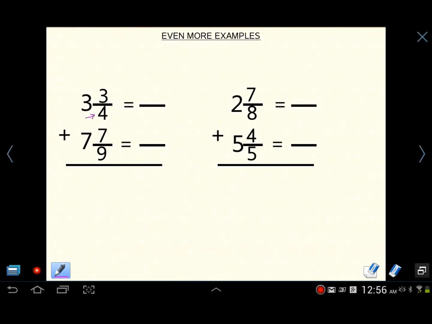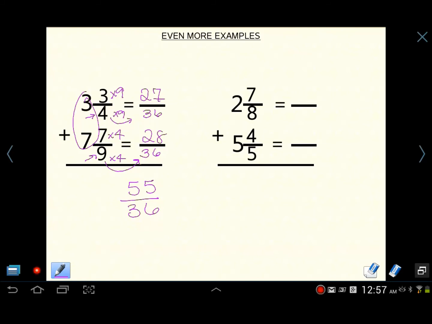Our denominators in our first example are 4 and 9. We need a multiple of 4 and a multiple of 9 that they have in common. And 36 works perfectly. 4 factors into 36 9 times. 3 times 9 is 27. There you got it. How many times does 9 factor into 36? 4 times. So that's what we're going to multiply 7 by. 7 times 4 is 28. 27 plus 28 is 55. 55 over 36.